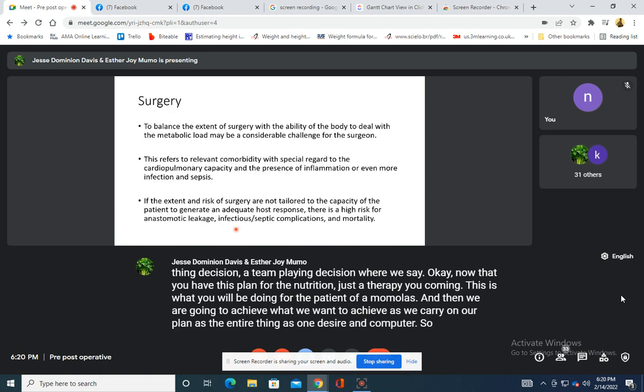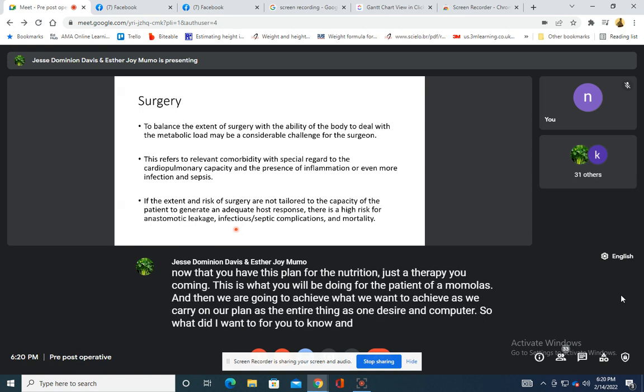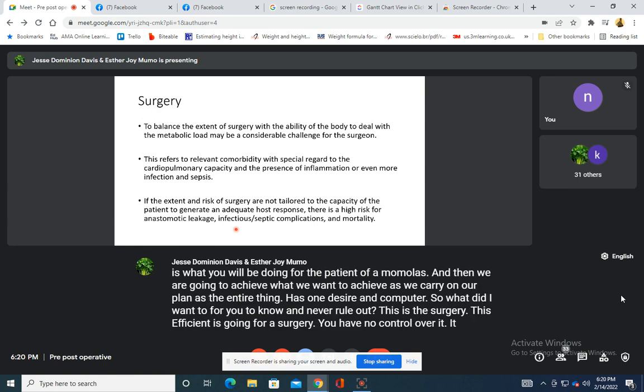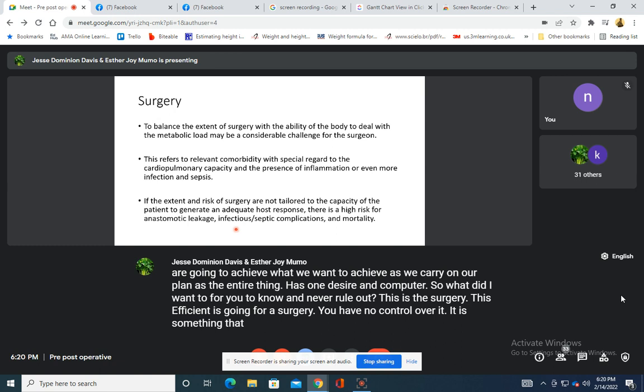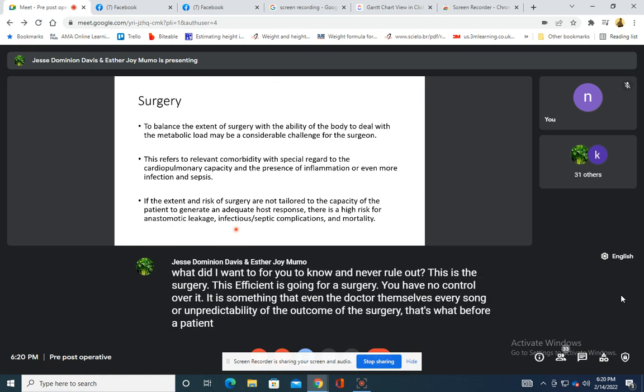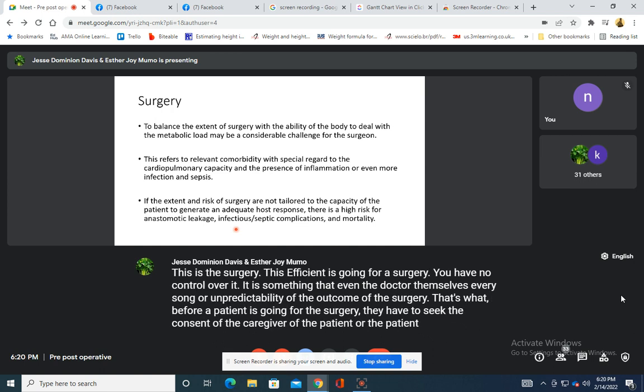So one thing I want you to know, and never rule out, is the surgery itself. A patient is going for a surgery, you have no control over it. Even the doctor themselves face some unpredictability of the outcome of the surgery. That's why before a patient goes for surgery, they have to seek the consent of the caregiver of the patient or the patient, depending on the patient's status.